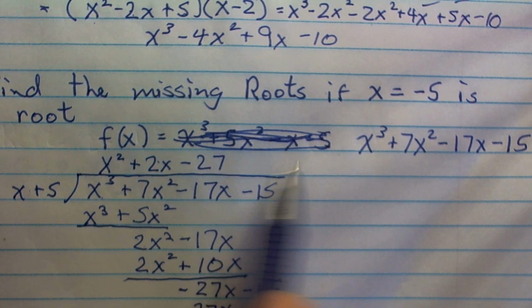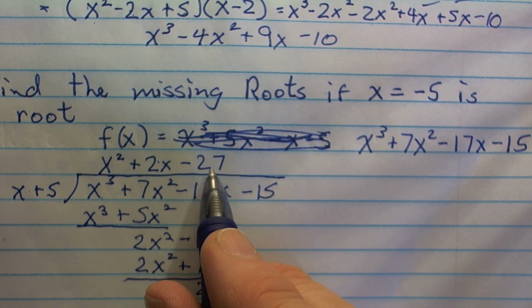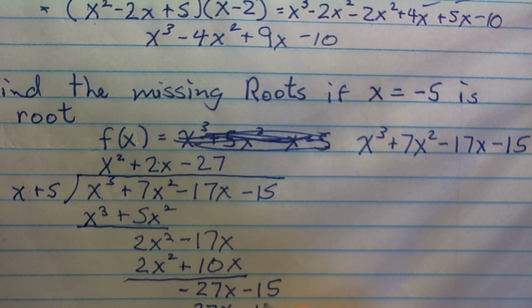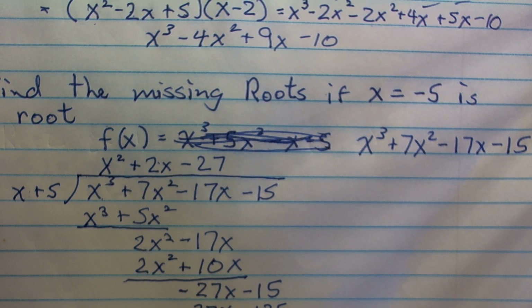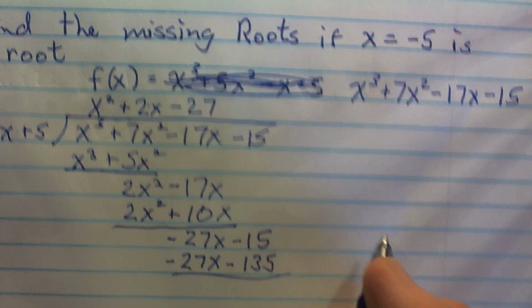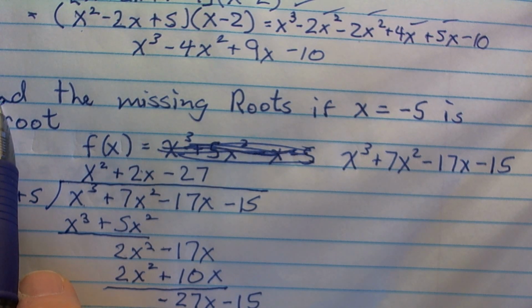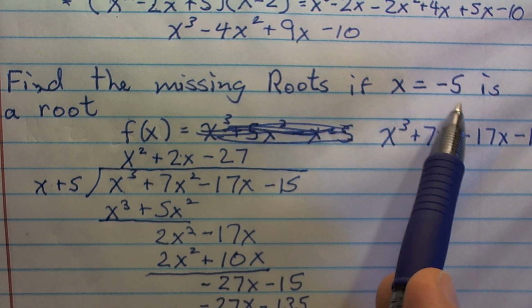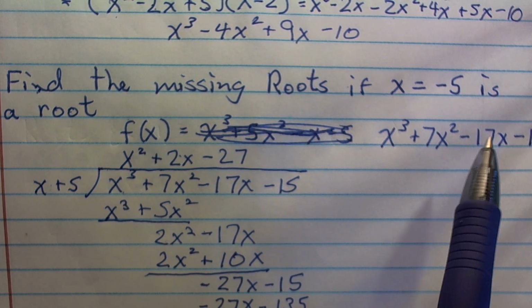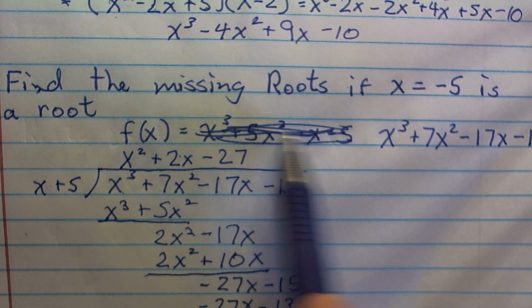Let me look at this. I messed up here. 5 times 27. Well, what is that going to give you? That's going to give you, let's see, about 135. Well, you're not going to get a zero remainder. So what happens when that happens? Apparently I messed up here. I said find the missing roots if x equals negative 5 is a root. Well, apparently x equals negative 5 is not a root. Now, unless I did something wrong here, I don't see anything.